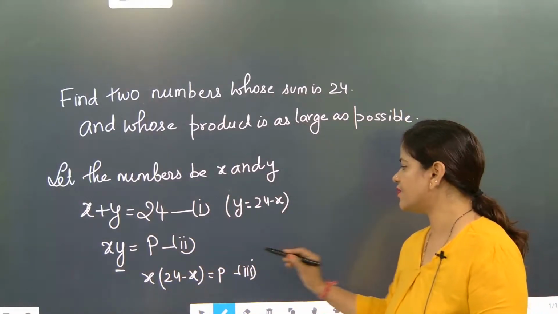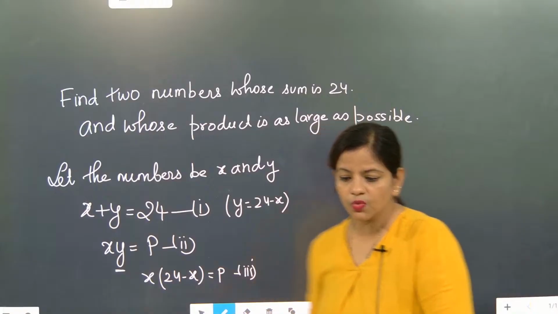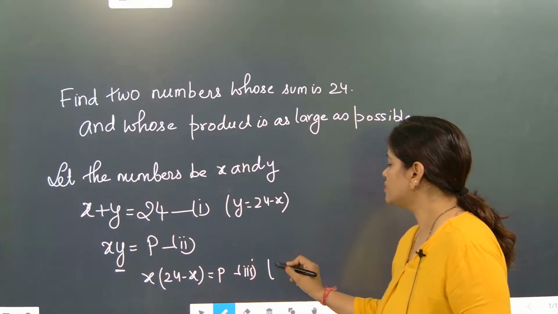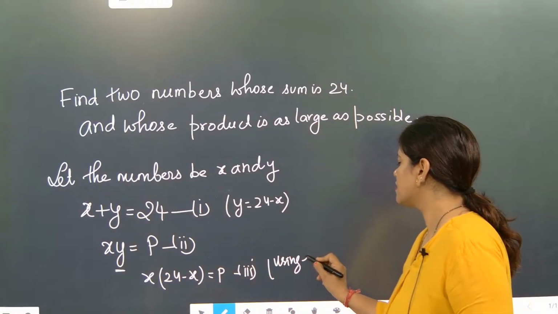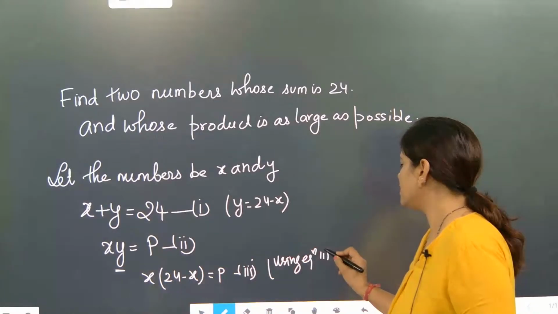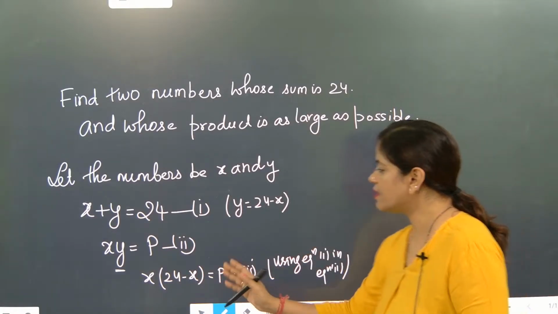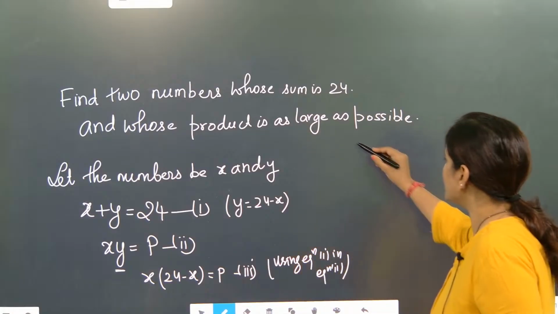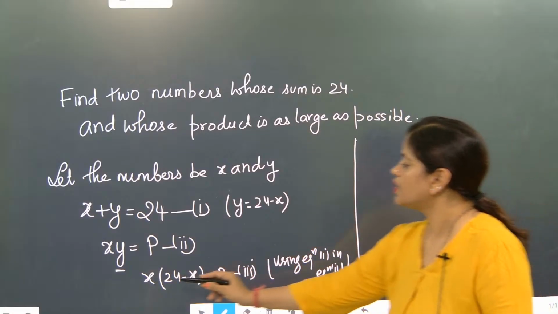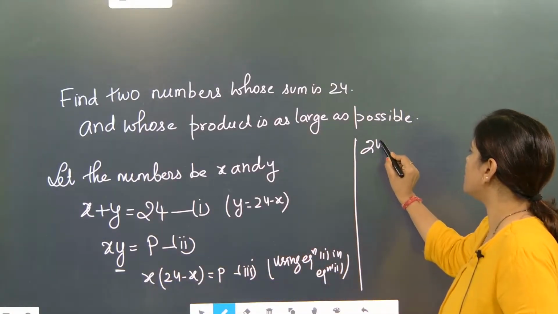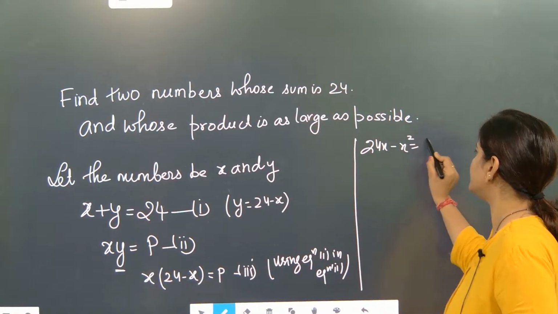Okay, we will write it as equation 3 after substituting. So what we have done, we have used equation 1 in equation 2. Now it will become equation 3. So now we are going to solve equation 3: 24x minus x square is equal to P.